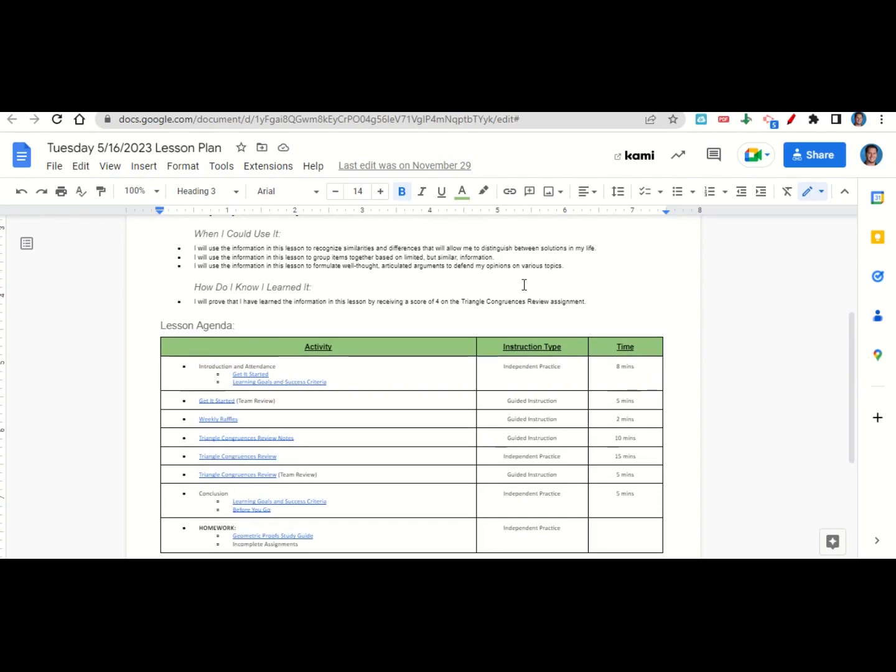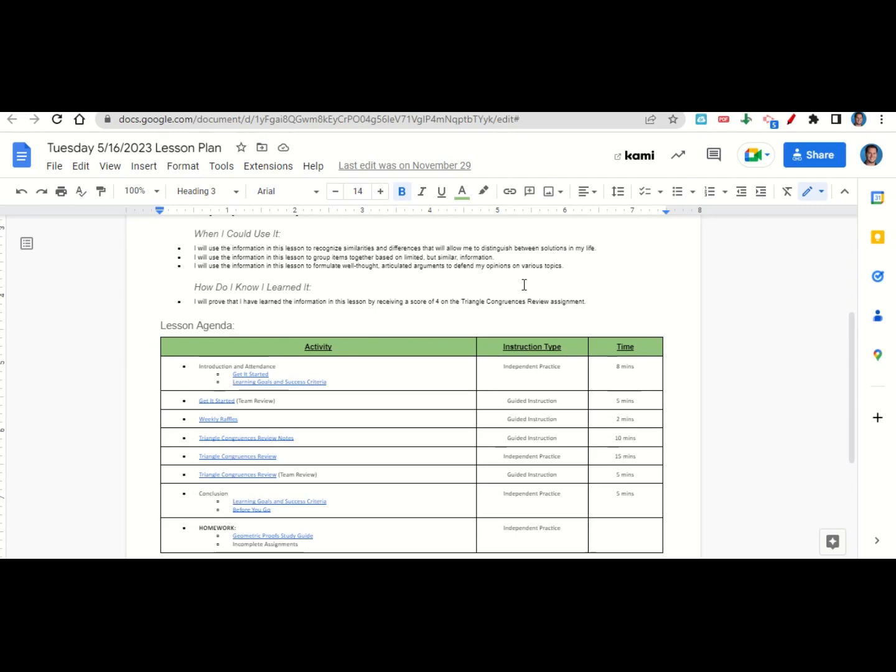Once you've completed your Get It Started, we'll go over together and answer any questions that you may have. Next, we'll do our weekly raffle. After that, we'll go over the Triangle Congruences review notes, and then I'll give you time to complete the Triangle Congruences review assignment. Once you've completed the assignment, we'll go over together and answer any questions that you may have.